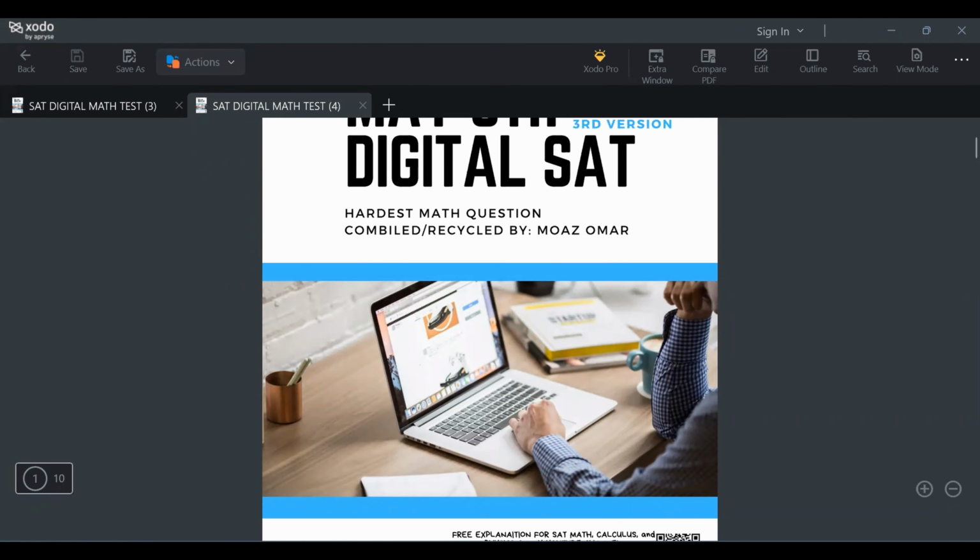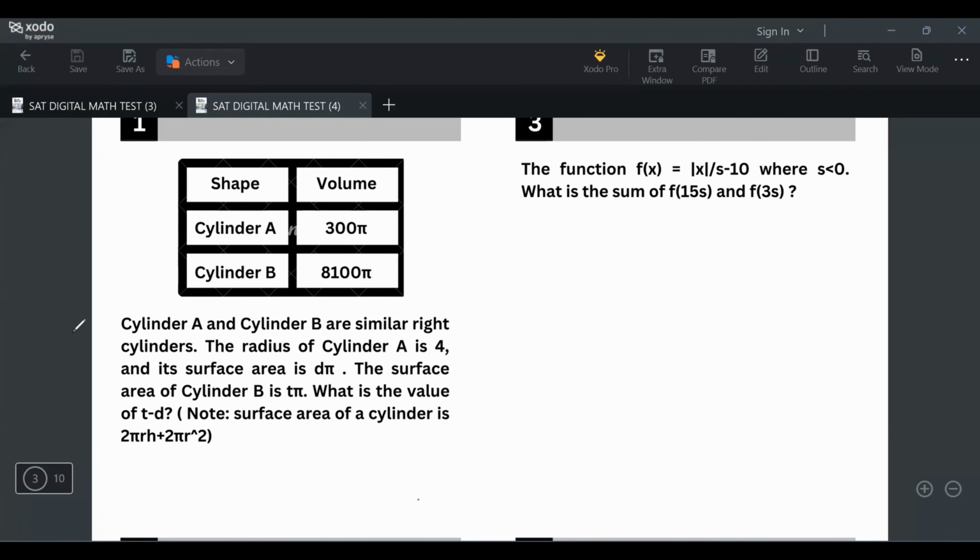And yeah, let's go. So we are given two cylinders, cylinder A and cylinder B, as well as the radius of cylinder A, which is 4. You are also given the surface area, but not in numbers, in unknown values, which is d pi for cylinder A, and the surface area of cylinder B as well. And he's asking you to find the difference between the surface area of cylinder B and the surface area of cylinder A. Okay, so the first step here is finding the surface area of cylinder A.